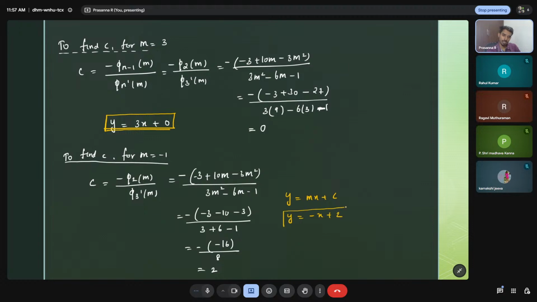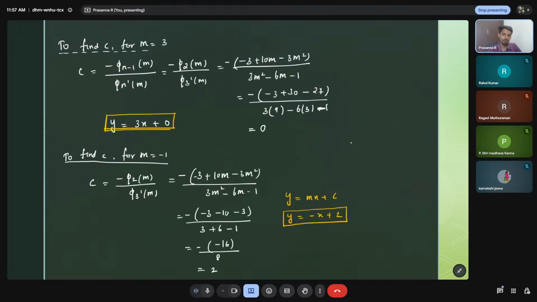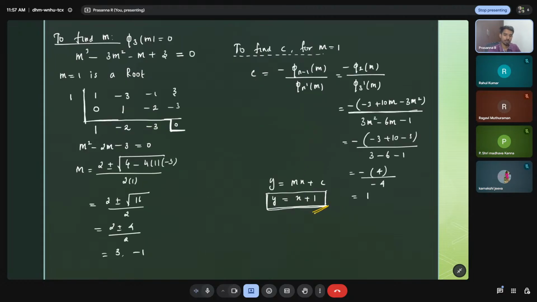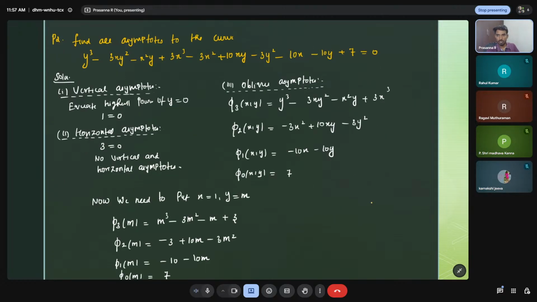So this has three asymptotes, right? And no vertical asymptote, no horizontal asymptote. But we have three oblique asymptotes. The asymptotes are given by y is equal to x plus 1 is the first asymptote, y is equal to 3x is the second, and y is equal to minus x plus 2 is your third asymptote, right? So we'll move on to the next problem.